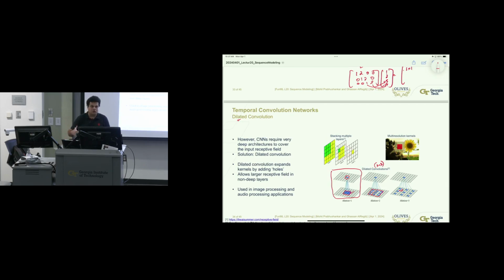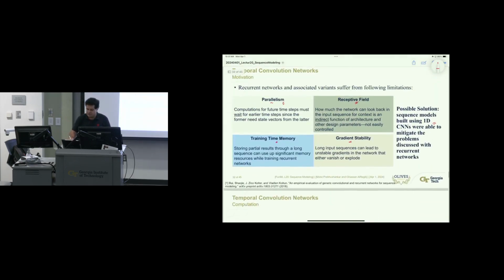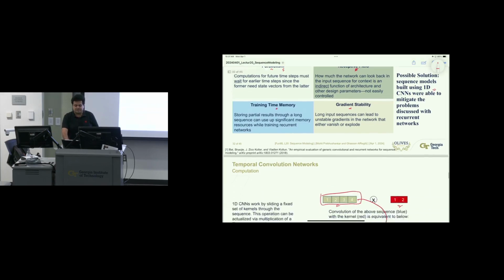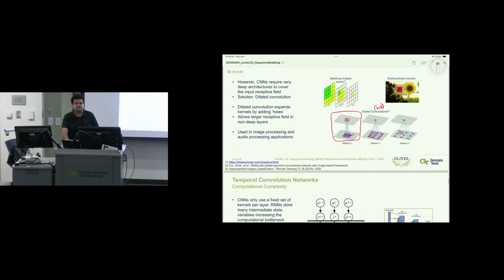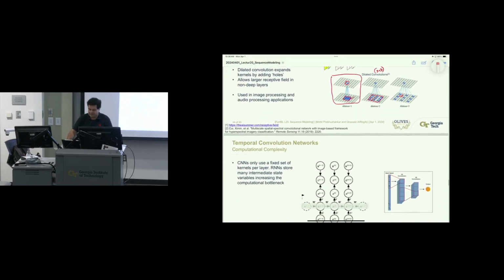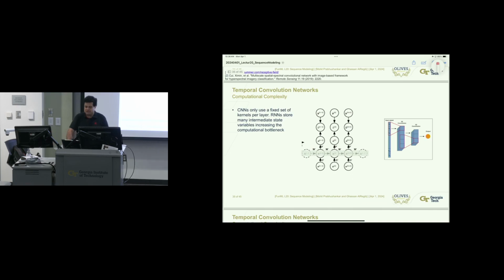Again, the goal of doing all of this is that we start talking about this receptive field limitation that exists within RNNs, which can be overcome by using something like convolutional networks. Computational complexity: CNNs only use a fixed set of kernels per layer. So you already know this.